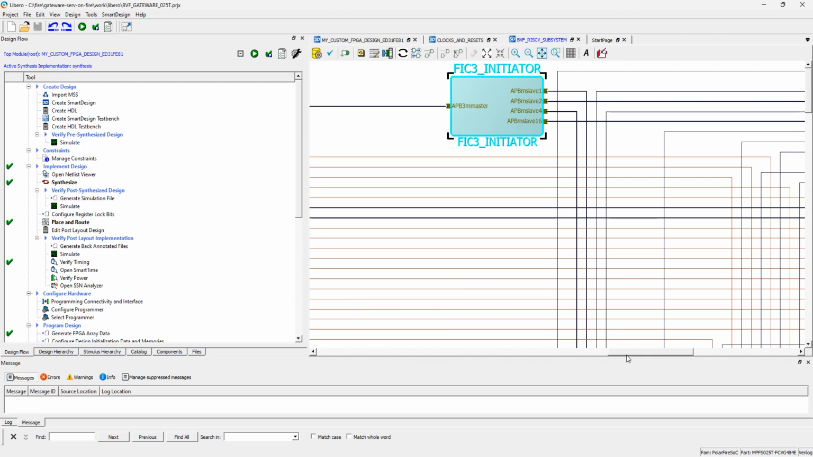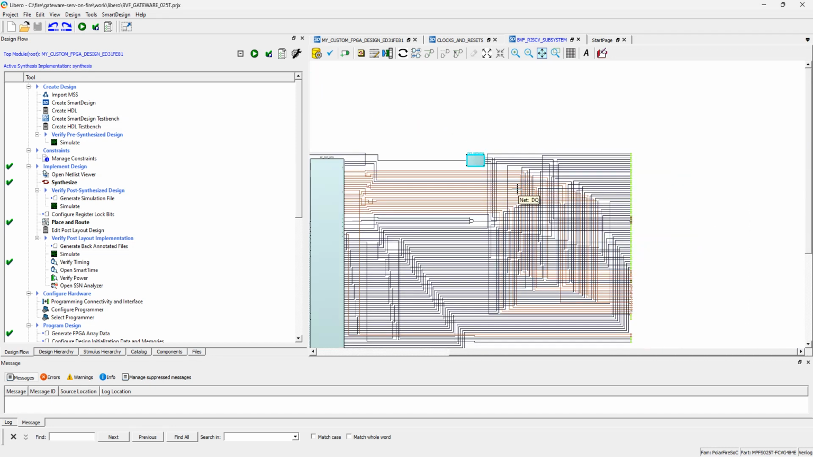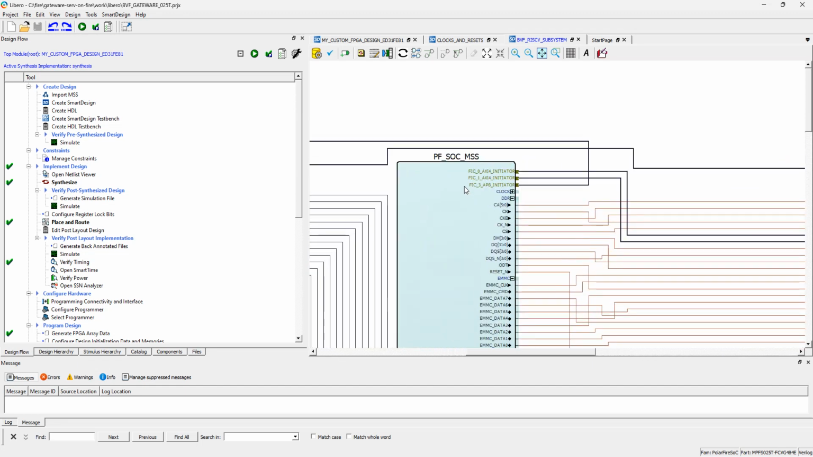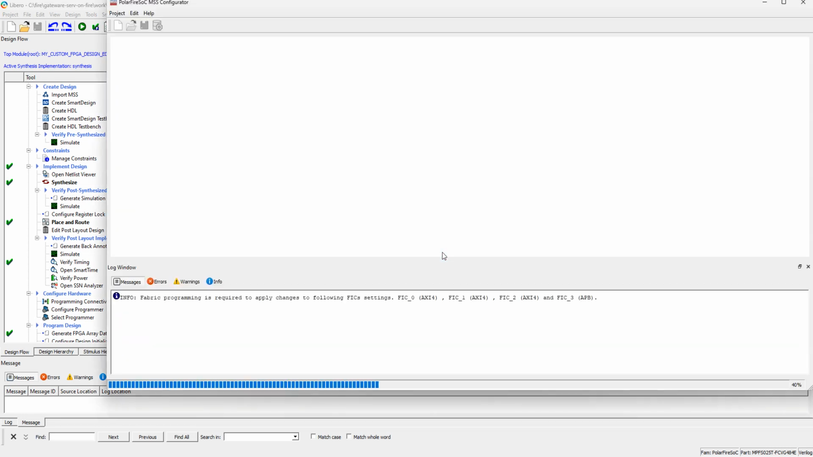Two things I want to take a quick look at. In the RISC-V subsystem, zoom out, and here is the big block, which is the PF SoC PolarFire system on chip microprocessor subsystem. Double click on that. This is a configurable macro, so you can enable different peripherals off of the MSS. We're taking a quick look at this.